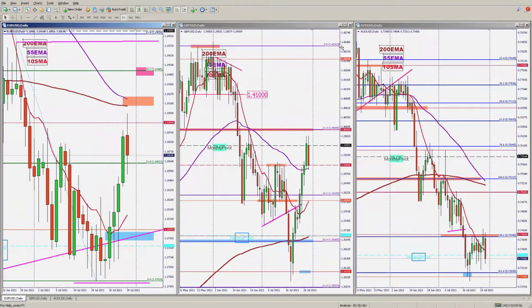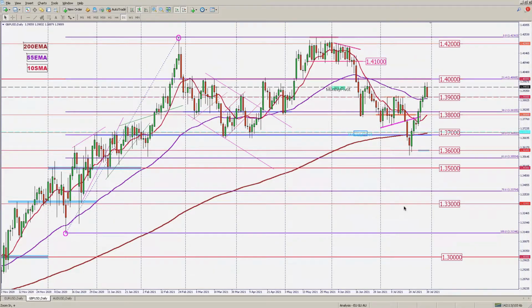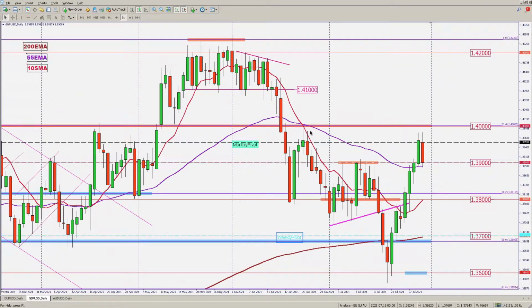Okay, let's move on to the cable. And the cable had a very strong week with 4 bullish days and then a pullback on the Friday after almost hitting the 140. It tested the swing highs of June and pulled back and retraced back into 139 and the daily 55 EMA and closed right at 139.